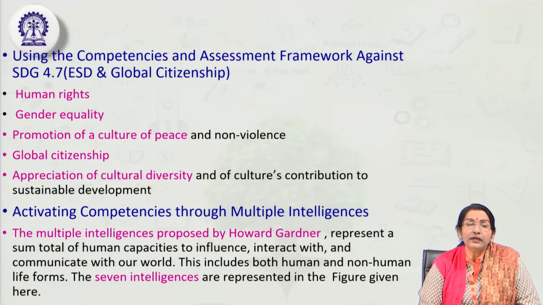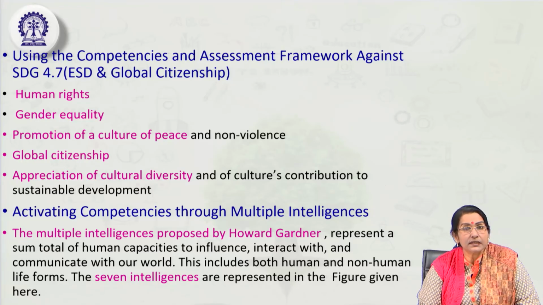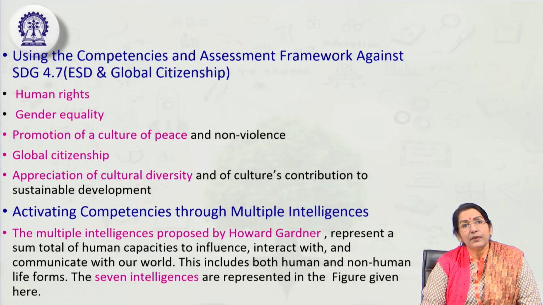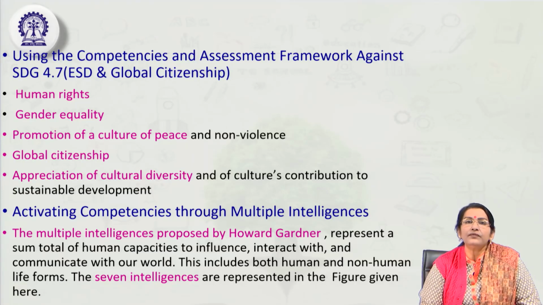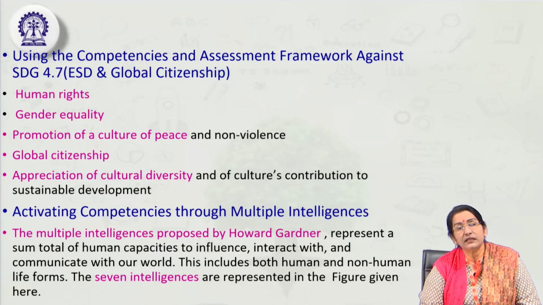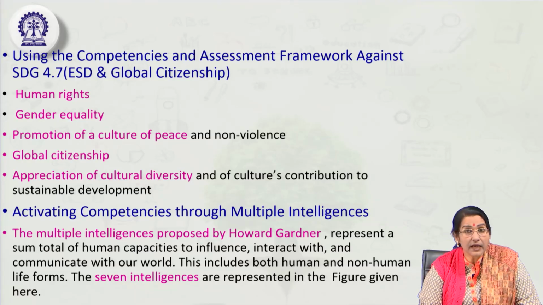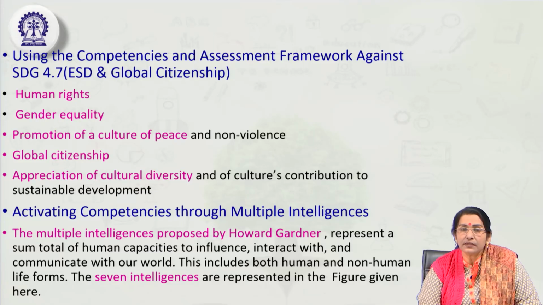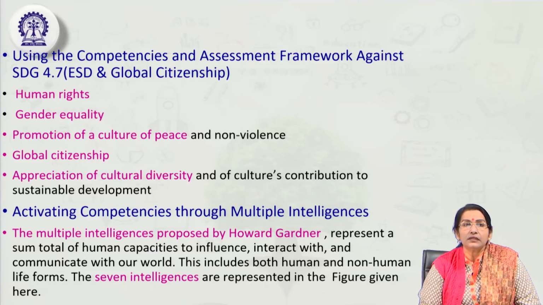So, again, activating competencies through multiple intelligences. Okay. So, multiple intelligence, that is how to develop multiple intelligence proposed by Howard Gardner. There are different theories of intelligence, and Howard Gardner, as a psychologist and theorist, has proposed that human beings have multiple intelligences. Initially, he said that 7 intelligences are there, and later on 2 more types of intelligence have been added. So, that we will discuss in the next class.